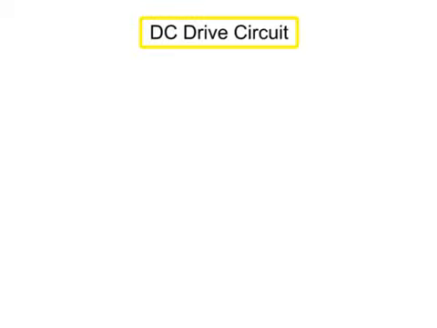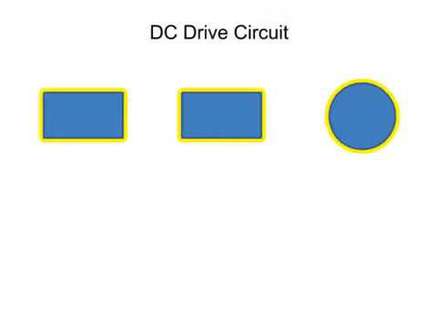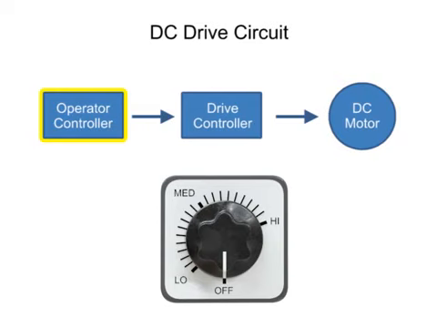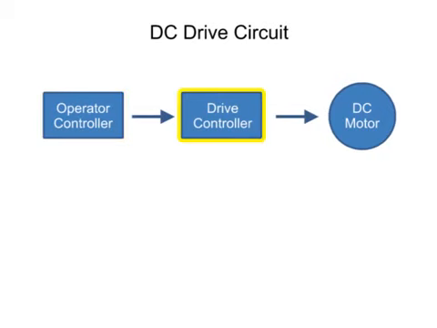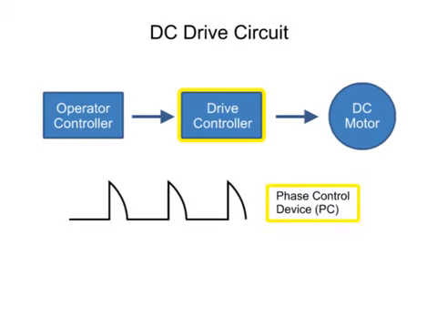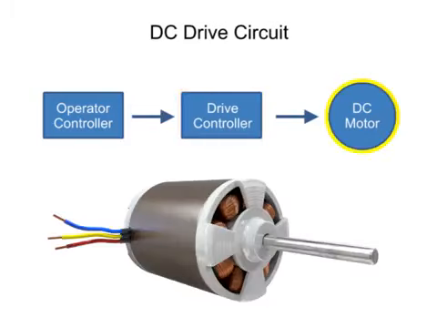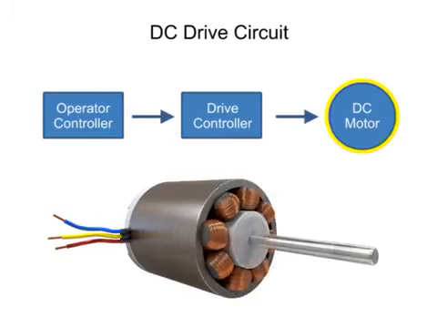A DC drive circuit is composed of three main components: an operator controller, a drive controller, and a DC motor. One of the functions an operator controller provides is a method for altering the speed of the motor. The drive controller will regulate the input by means of either a phase control device or a pulse width modulator. And the DC motor can be an electrical device that needs to be adjusted to perform at various speeds.